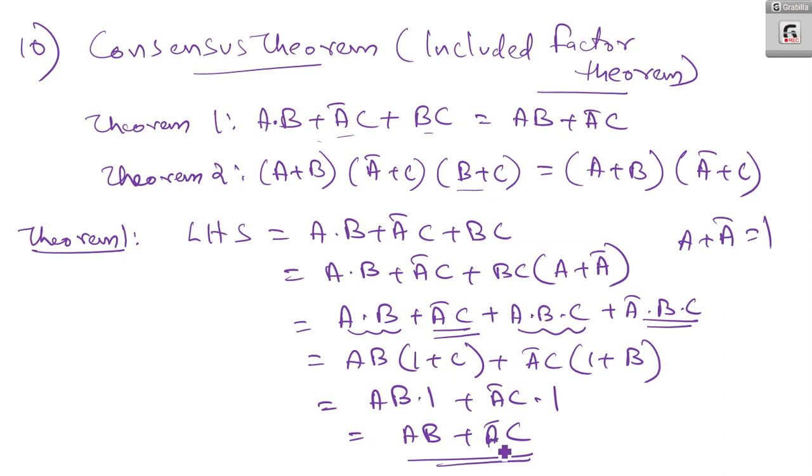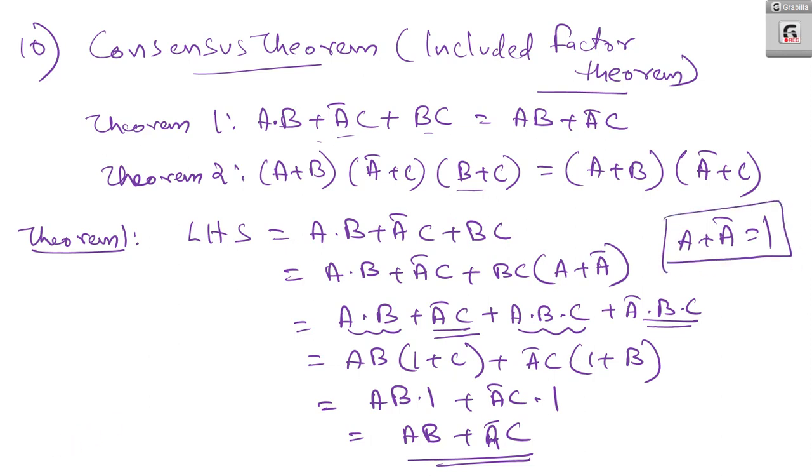So that is the proof of theorem 1. This is how I am proving it with the help of Boolean laws. Instead of using the truth table, see in these two terms A is missing, so I have added A or A bar. A or A bar is always 1. That is the key point here.